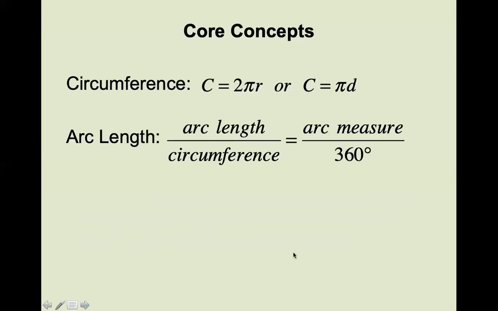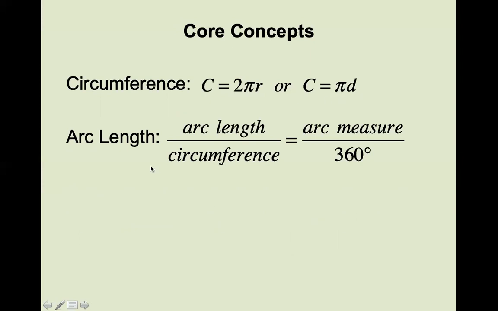Some important concepts you need to know today. Circumference: hopefully you remember the formula for the circumference of a circle. We have 2 of them actually. The first uses the radius, so circumference is equal to 2 times pi times the radius. Or since 2 radii equal 1 diameter, you will also see the circumference written as pi times diameter.